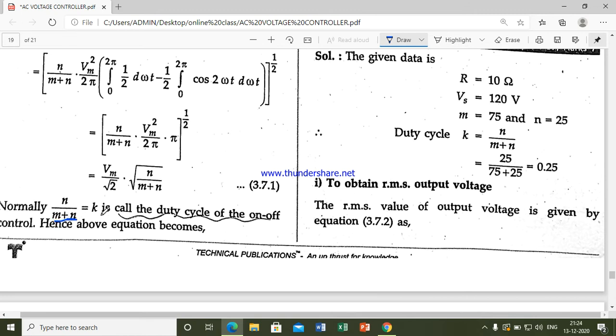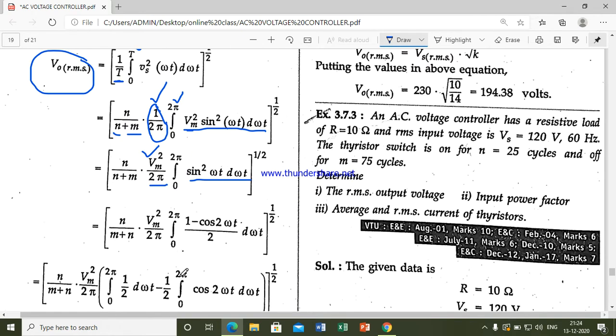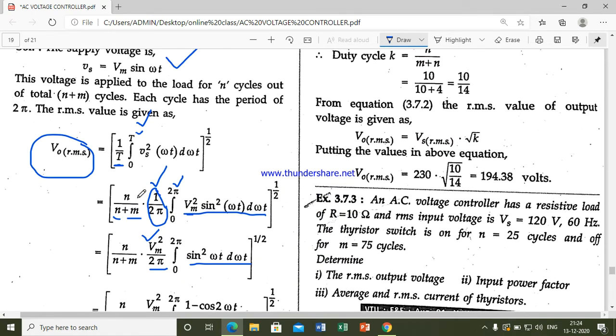This is what? This is the duty cycle. It is represented by the parameter k. This is the duty cycle. So it is represented by n divided by n plus m. Hence what I do, I will multiply this parameter by this duty cycle n divided by n plus m.